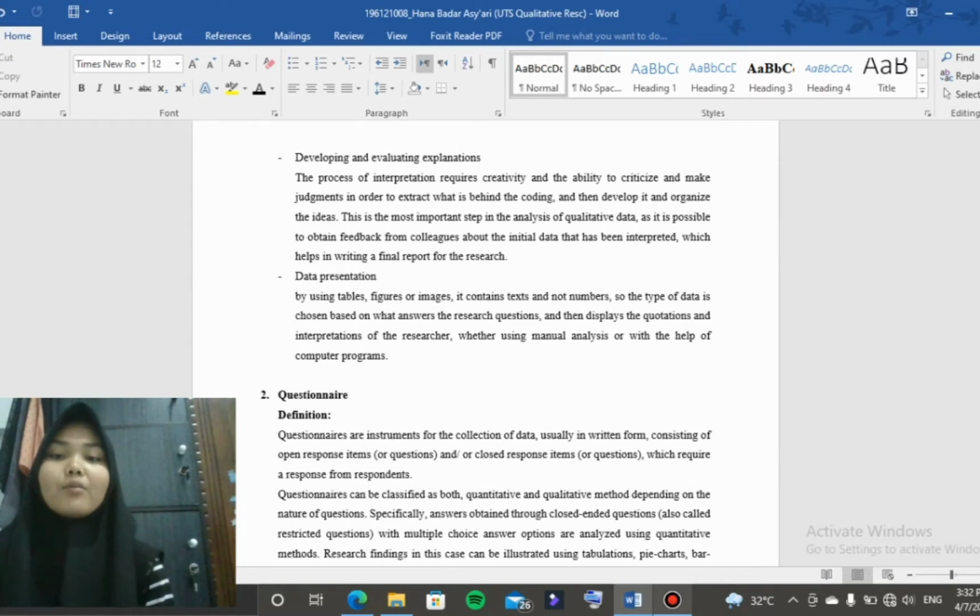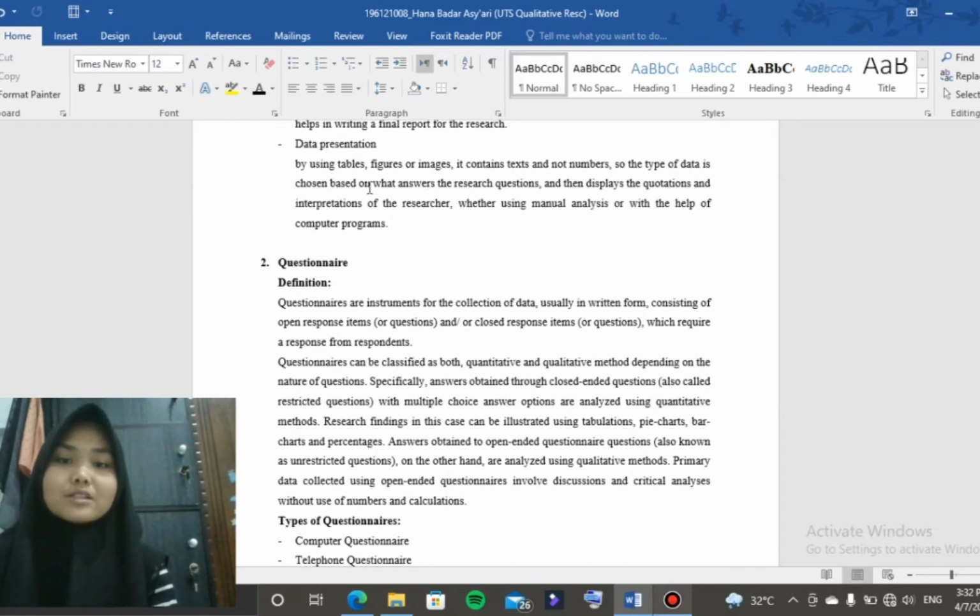The third is developing and evaluating explanation. The process of interpretation requires creativity and the ability to criticize and make judgment in order to extract what is behind the coding and then develop and organize the ideas. And the last is data presentation. By using tables, figures, or images, it contains text and not numbers, so the type of the data is chosen based on what answers the research question and then display the qualification and interpretation of the researcher, whether using manual analysis or with the help of computer programs.